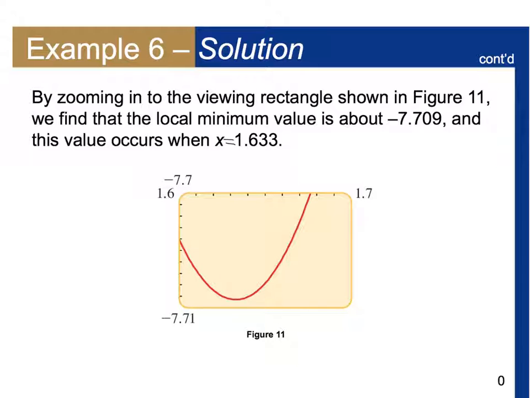And the x is 1.633. We'll look at graphs on tests and quizzes where we don't have to zoom in so much; we can figure it out based on the graph. But just remember that local minimum is the bottom of a hill, local maximum is the top of the hill, and we say it occurs at some x value. The actual local minimum or local maximum value is the y value.